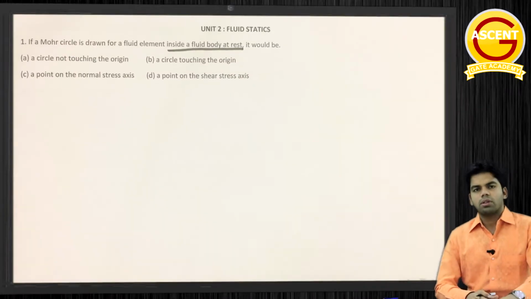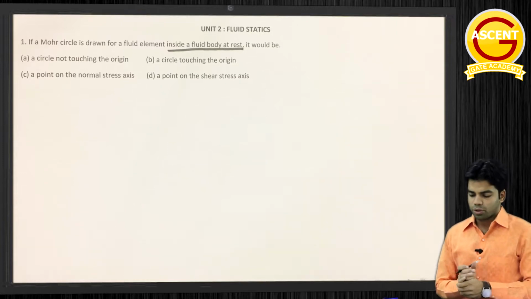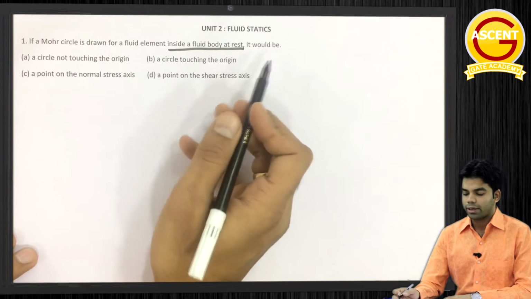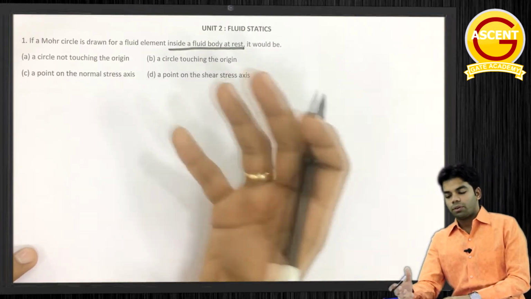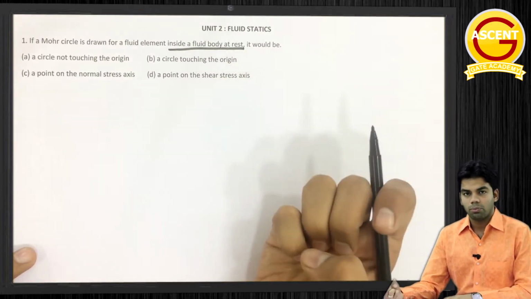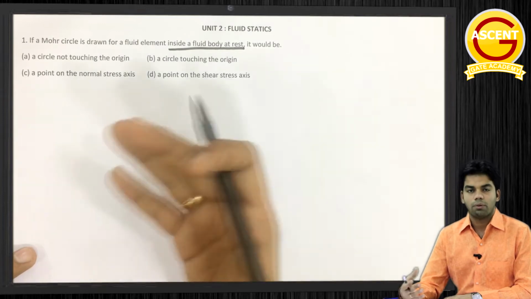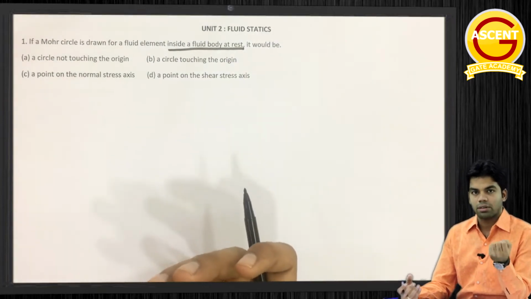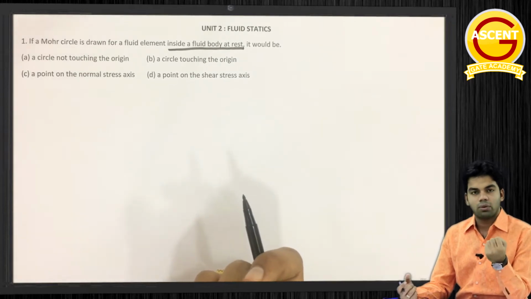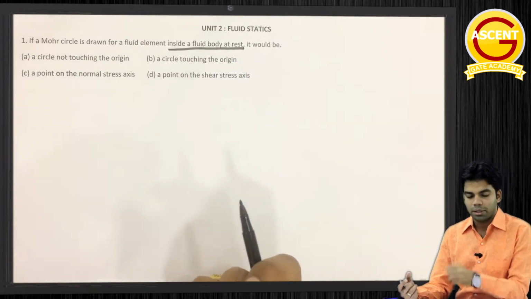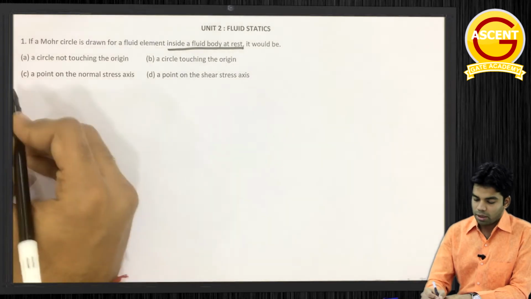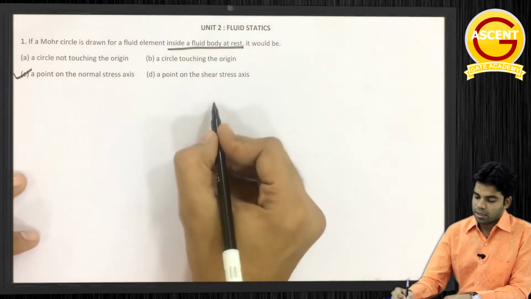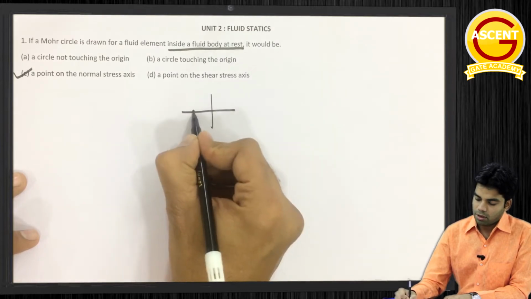Okay, so now we will solve some questions from our booklet. The very first question says, if a Mohr circle is drawn for a fluid element inside a fluid body at rest, it would be. So if our fluid element is inside a fluid body which is at rest, obviously it will follow Pascal's law, as I have told you. If the fluid is at rest, it will follow Pascal's law, and when it is following Pascal's law, the Mohr circle will be a point. So this will be a point on the normal stress axis. Getting this? Like this. This will be our Mohr circle.